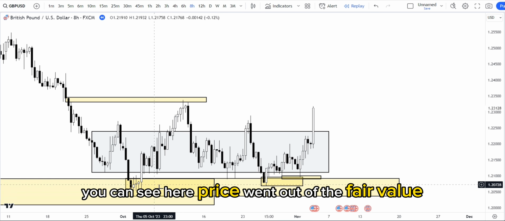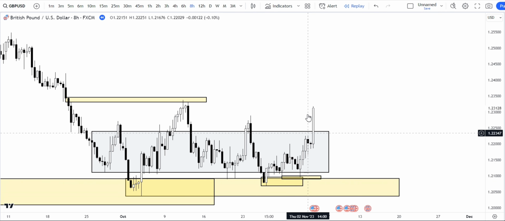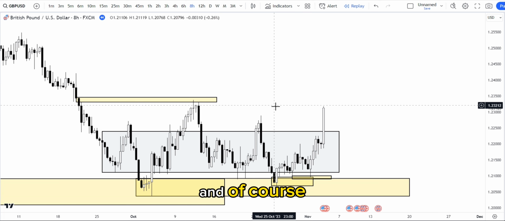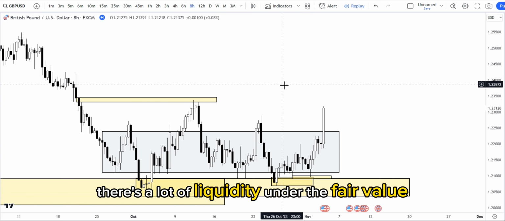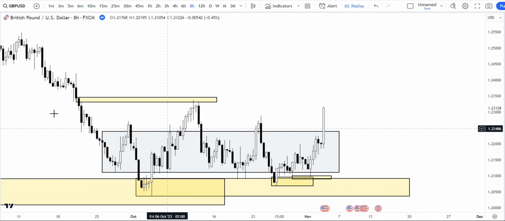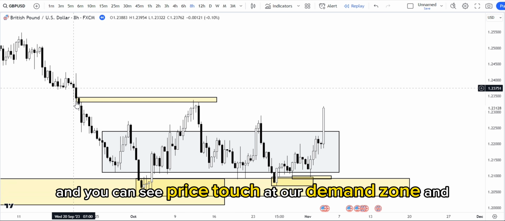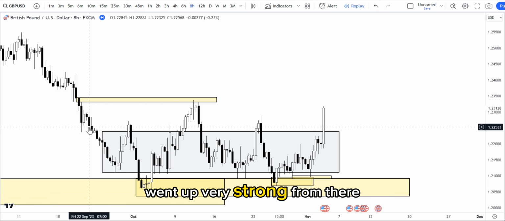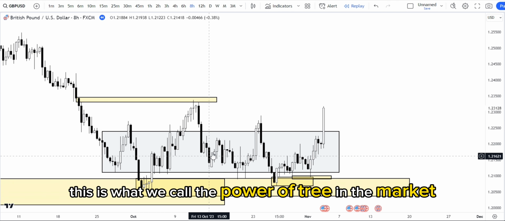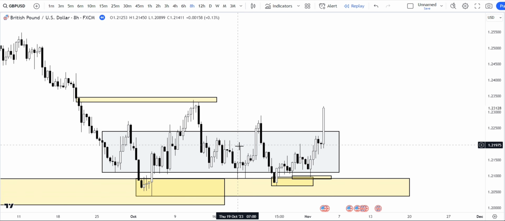You can see here, price went out of the fair value, and of course there's a lot of liquidity under the fair value, and you can see price touch 8-hour demand zone and went up very strong from there. This is what we call the power of three in the market.